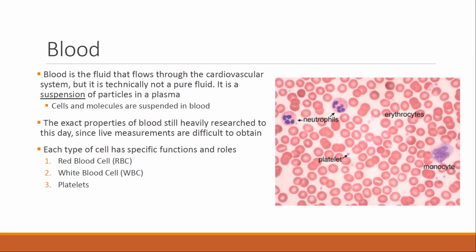Okay. And so, there's lots of different cells in your body, but we're going to talk about kind of 3 main ones. We're going to talk about red blood cells, which I like to shorten as RBCs. We'll talk about white blood cells, WBCs, and also platelets.